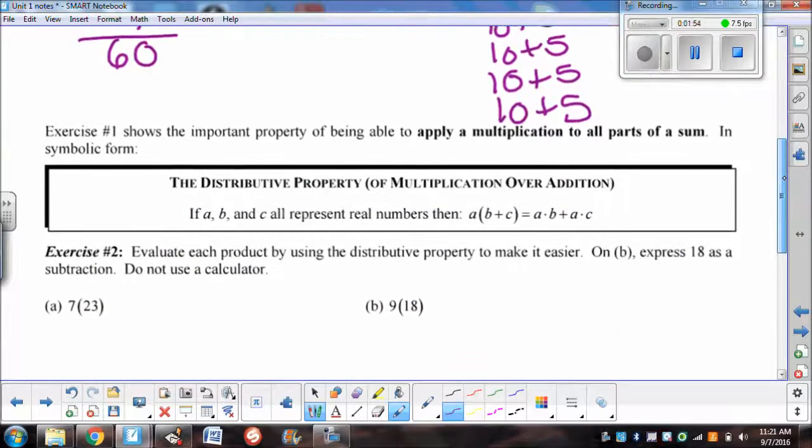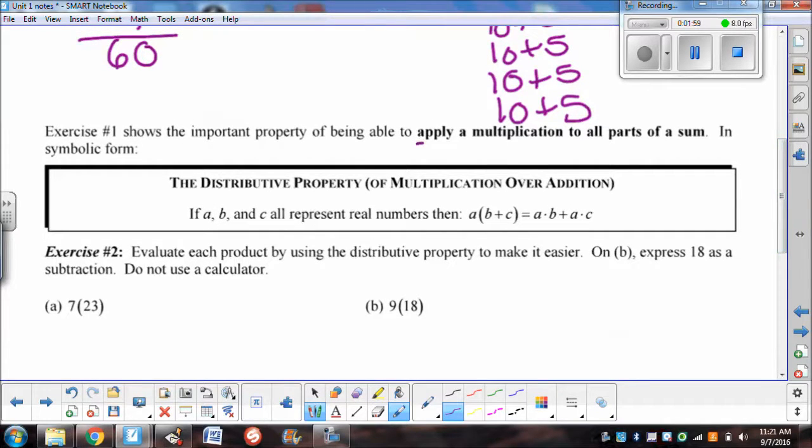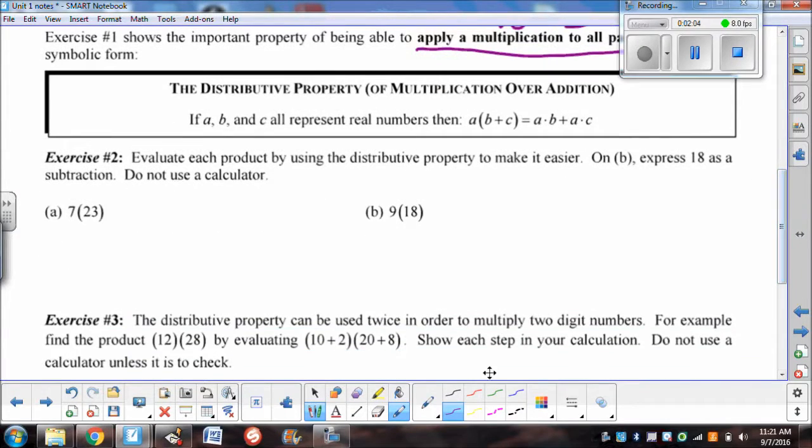So it says exercise 1 shows the important property of being able to apply a multiplication to all parts of the sum. This is what the distributive property looks like, all fancy and mathy. If A, B, and C all represent real numbers, all the numbers that you know right now, including fractions and decimals and pi and all that kind of cool stuff, what does the distributive property do? A times (B plus C) equals A times B plus A times C.